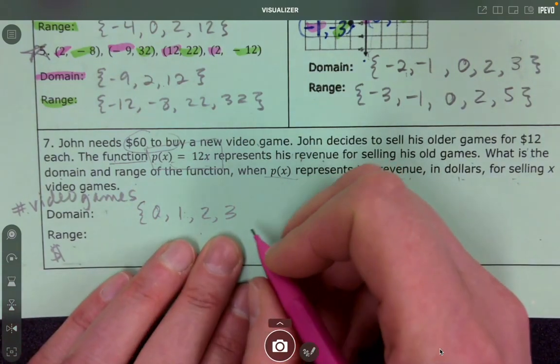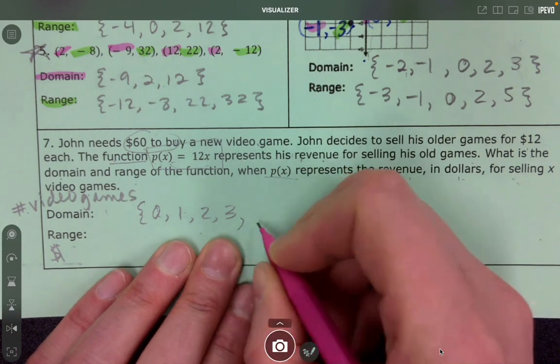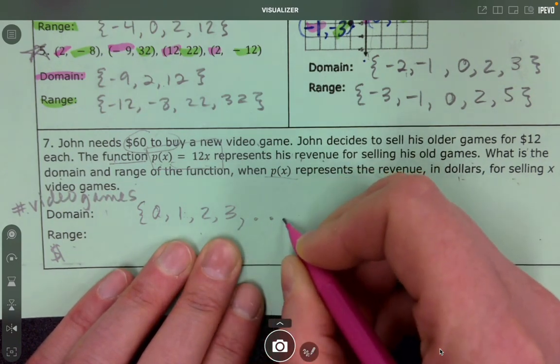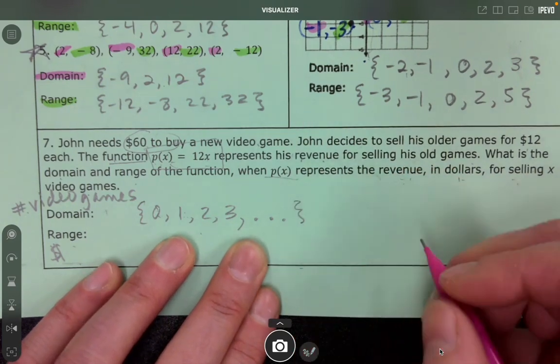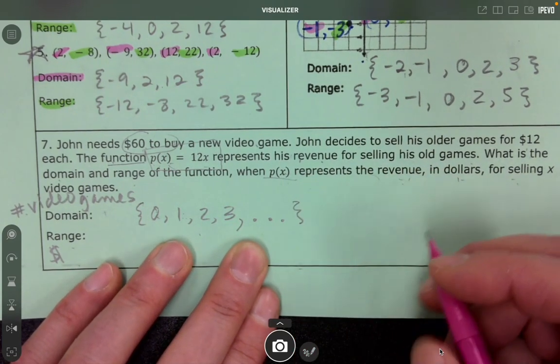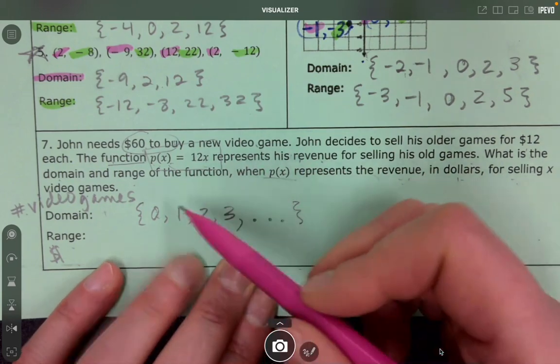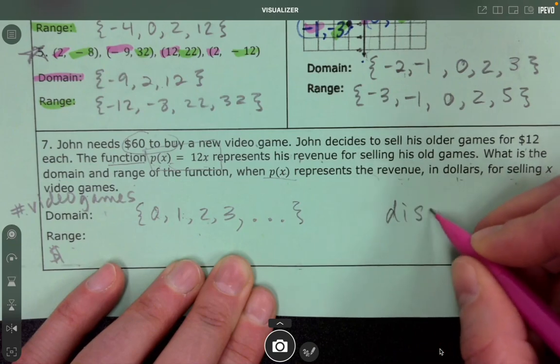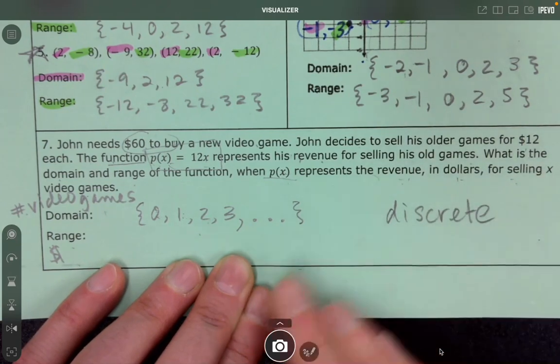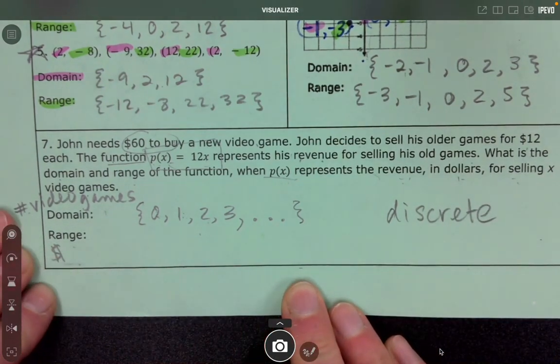Now, I don't know how many he has, so I'm going to make a comma after this 3, and then I'm going to make these dots to show that that goes on, and then I'm going to close my brackets. And just because I'm feeling a little bit fancy and I'm thinking about our vocab, you'll notice that because we can't have fractions, we have discrete values here. And that's because we're looking at whole video games.